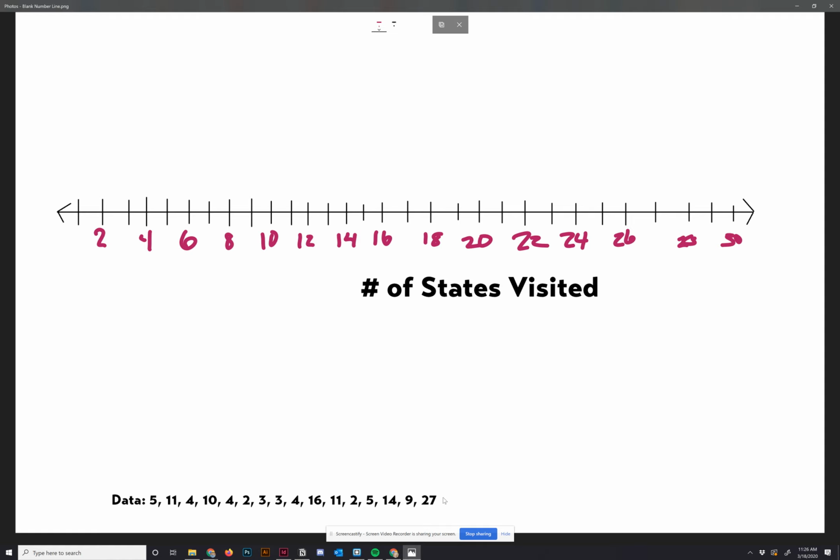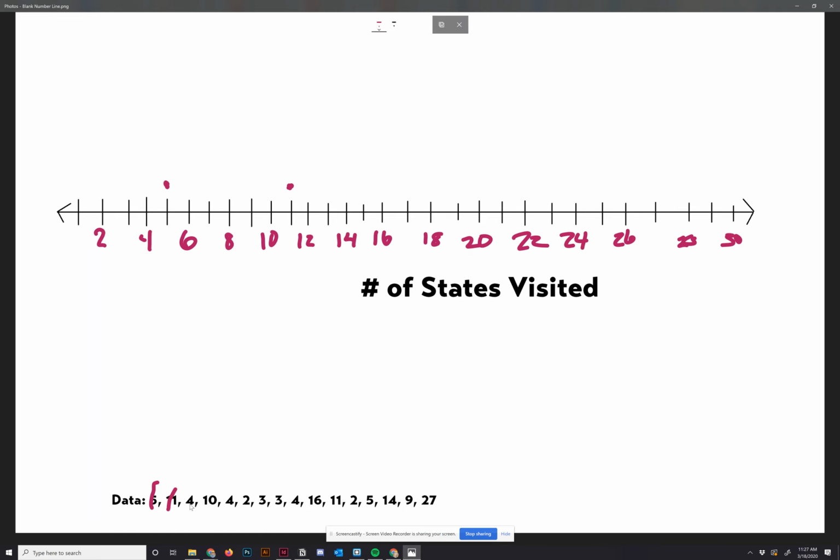Dot plot's really simple. You're going to put a dot on each line for each person that responded to that. Our first data number says 5, so I'm going to come up to the 5 line and put a dot on it. Now down at the data, I'm going to cross off that 5 because I know I already put that data point on the line. My next one is an 11, so I'm going to find my 11 and put a dot right there. Sometimes there'll be dots, sometimes there'll be little X's, but each dot represents one person saying that they visited that many states.